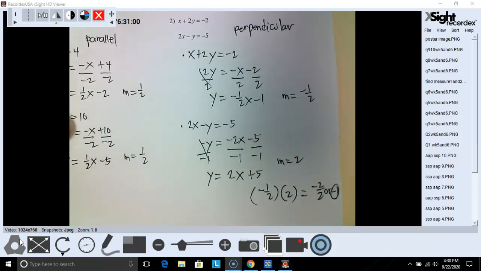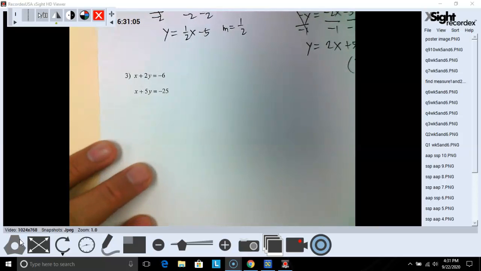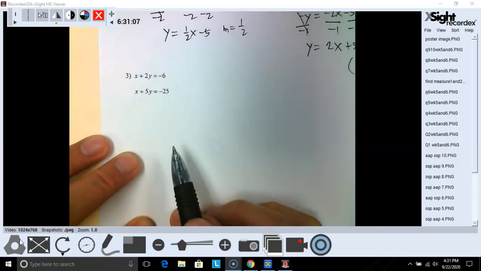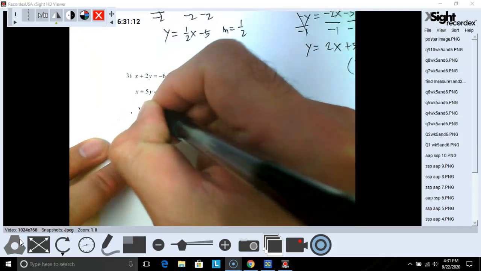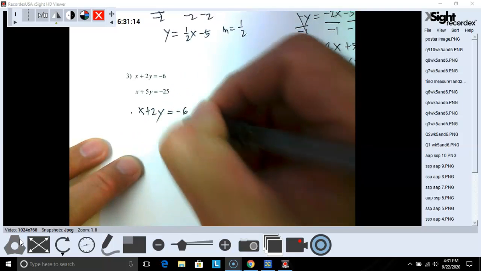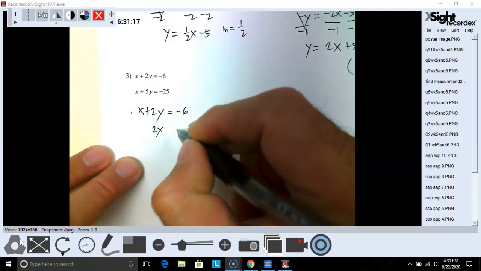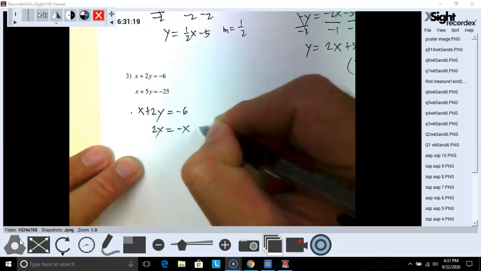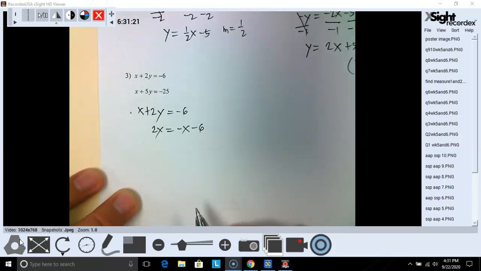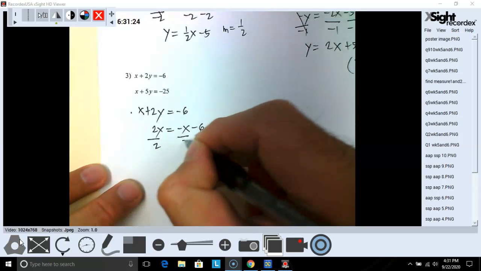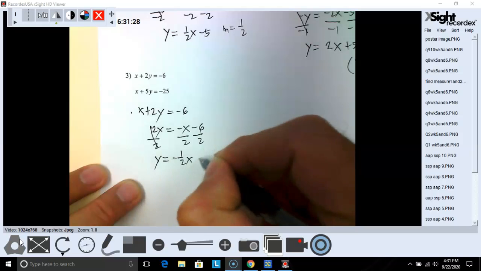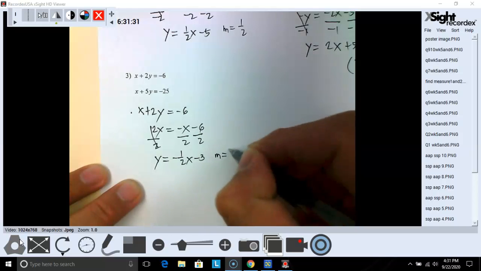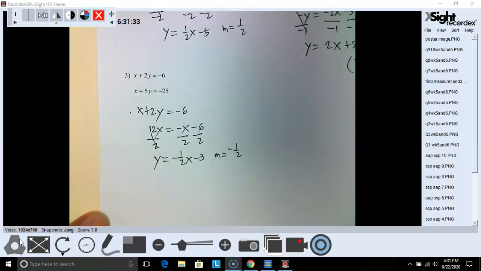Next, number 3. I would expect this is neither, but we will check first how we can get to that answer. X plus 2y is equal to -6. Again, isolate the y on the left and x on the right. Divide by 2, divide by 2. Y is negative 1/2 x minus 3. So the slope here is negative 1/2.